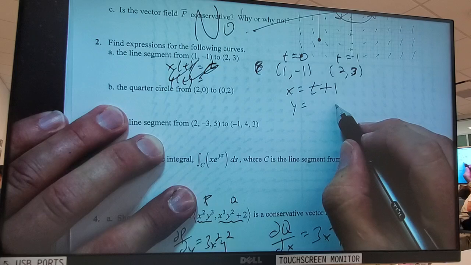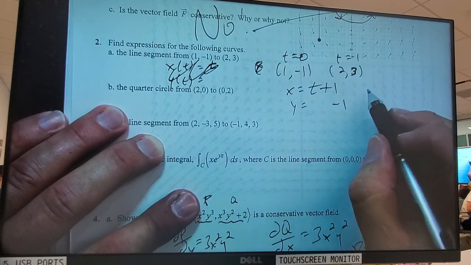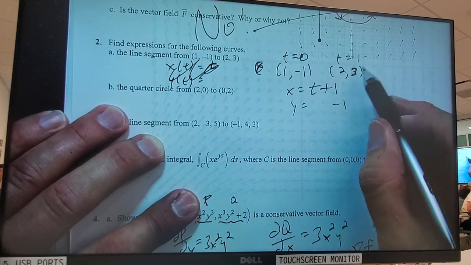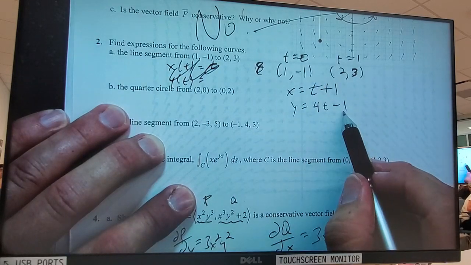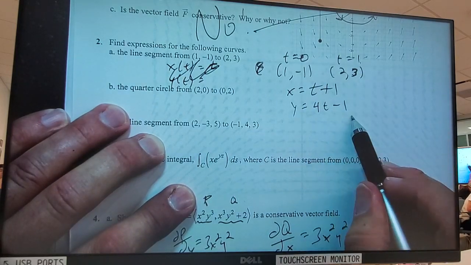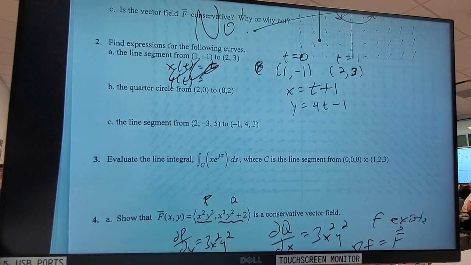So you know it's going to be something minus 1, right? And then to make this work, it'd have to be 4t. So when t is 0, you get -1, and when t is 1, you get 3. That's the way I always do it.